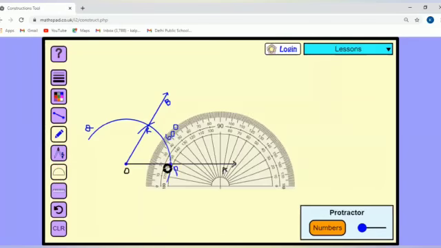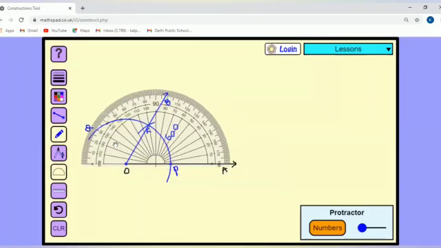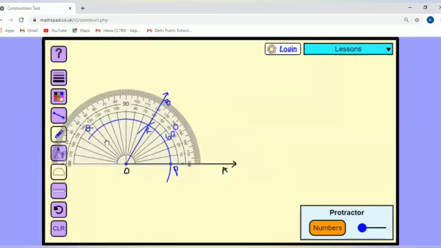Let us check once how much angle is formed with the help of protractor. So it's exactly 60 degrees. See, the OA ray meets on the 0, 180 line, 0, 10, 20, 30, 40, 50, 60. So this is the 60 degrees angle.